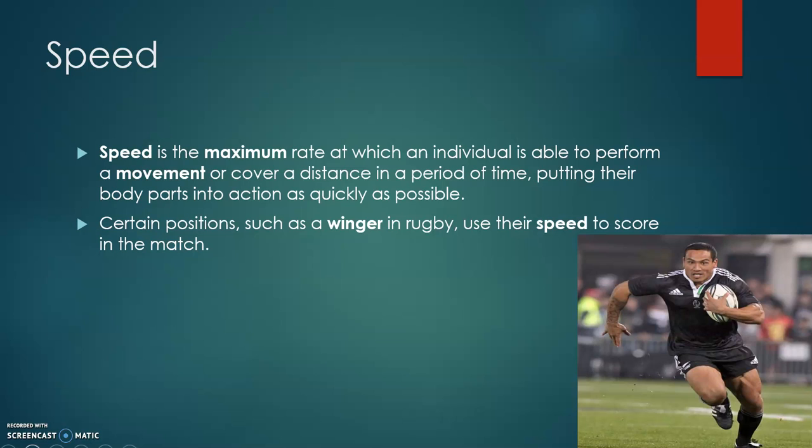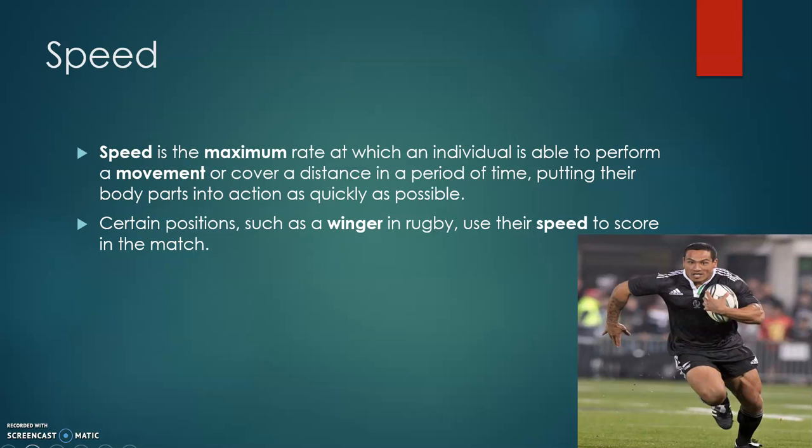Okay, moving on to speed. So this is the maximum rate at which an individual is able to perform a movement or cover a distance in a period of time, putting their body parts into action as quickly as possible. So certain positions, such as a winger in rugby, use their speed to score in the match.